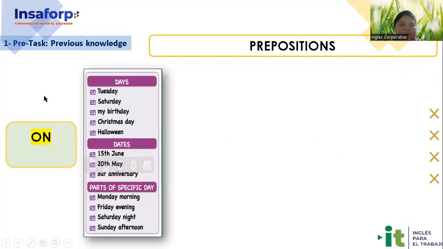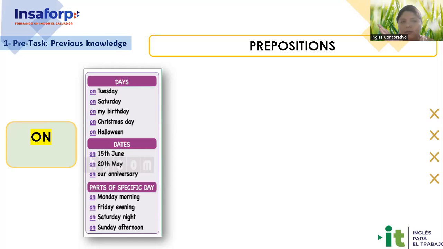Okay, let's see, the next one is on. Look at this. Can you read that, please, Walter? On days, please. On Tuesday, on Saturday, on my birthday, on Christmas Day, and on Halloween. Okay. We have days. On Tuesday, on Saturday, on my birthday, on Christmas Day, on Halloween. So we are going to be using on with special days, with holidays.